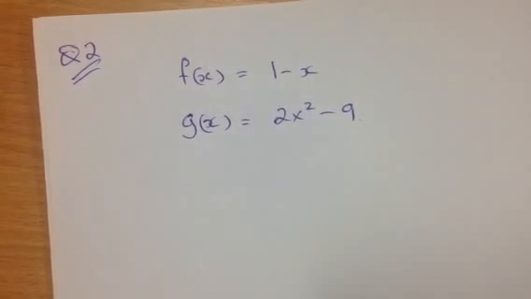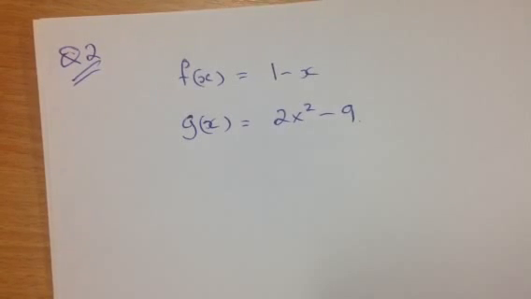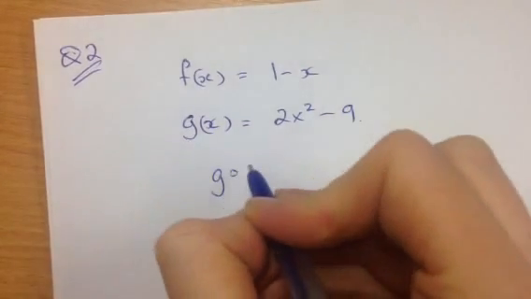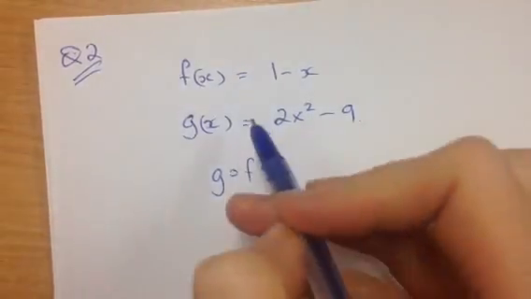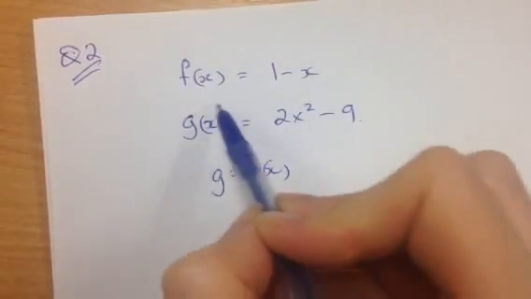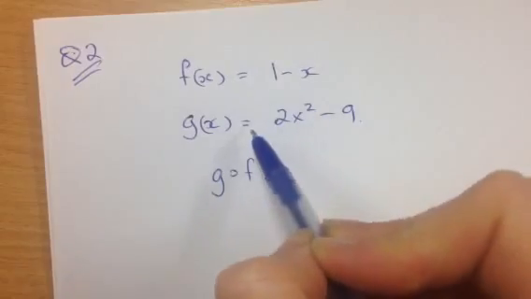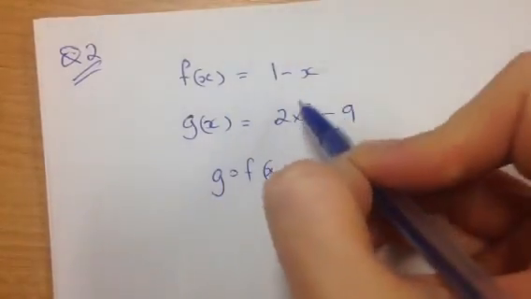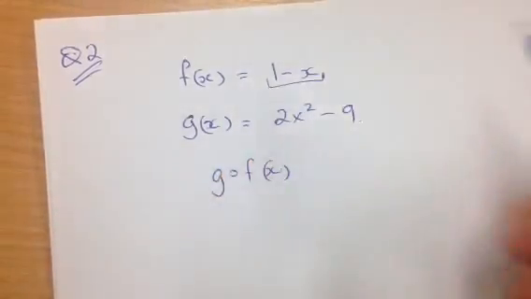Question 2. They give me f of x, they give me g of x, and they say find the function h of x and make sure it looks like 2x squared minus 4x minus 7. Now they say h of x is made up of g of f of x, also known as g after f of x. So if this is g of x, anywhere I have an x here, I'm going to replace it with this.